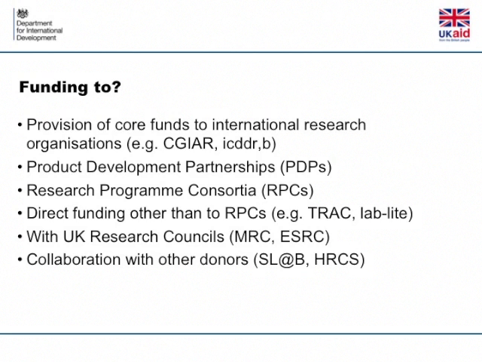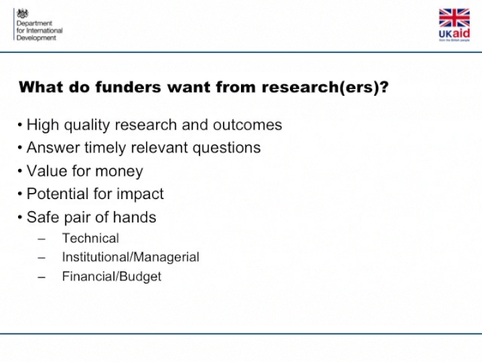Sometimes we give direct funding to other programmes. For instance, we have a programme looking at artemisinin resistance in Southeast Asia, which is receiving direct funding from DFID. We do a lot of collaborations with other donors, including research councils in the UK. So now we get to the meat of what we're presenting today. What is it that funders want from researchers when we get a proposal from you?